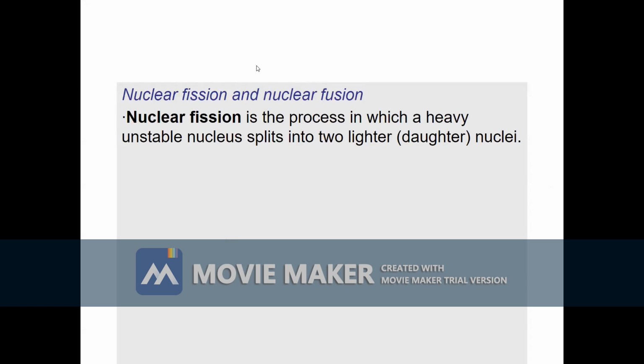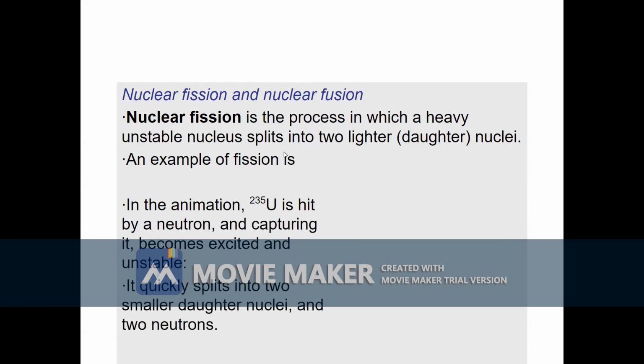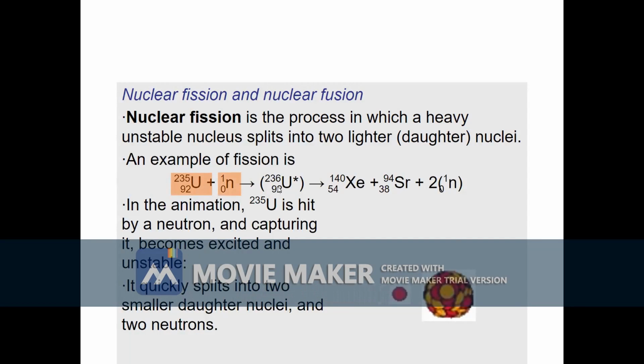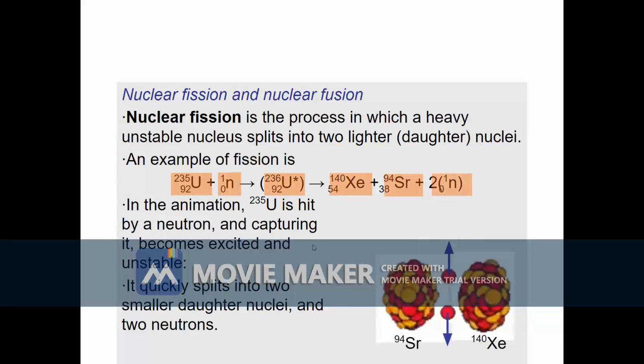Next, here is nuclear fission, which is the process in which a heavy, unstable nucleus splits into two lighter nuclei. An example of fission is this equation, where uranium-235 is hit by a neutron and, capturing it, becomes excited and unstable. Thus, it quickly splits into two smaller nuclei and two neutrons, as you can see in this animation.